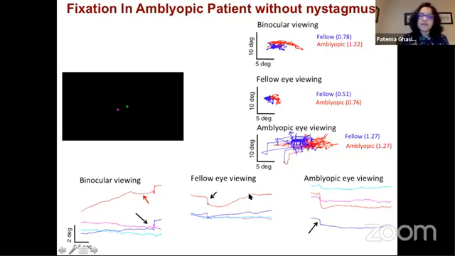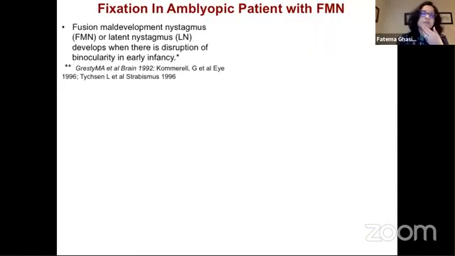The drift is again evident during fellow eye viewing, and then when the amblyopic eye is viewing, in addition to the drift, there is an increase in the amplitude of the fixational saccades. So collectively, the increased amplitude of fixational saccades and the increase in the drift, they cause the fixation instability, as is evident in all 3 viewing conditions, including during binocular viewing, where the amblyopic eye is much unstable compared to the fellow eye.